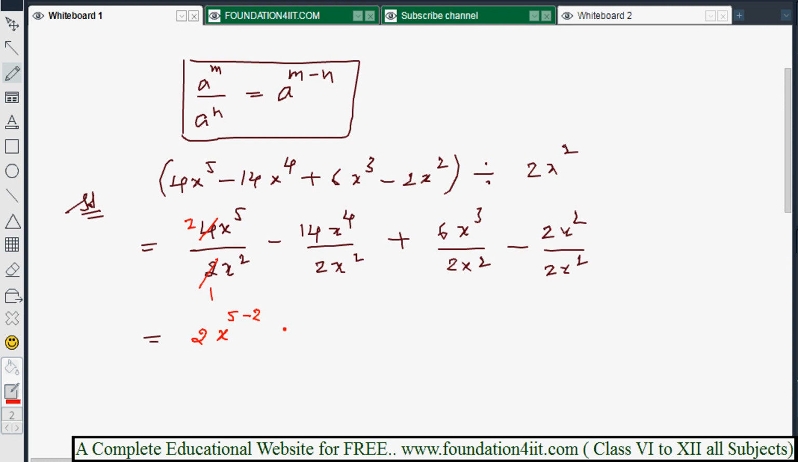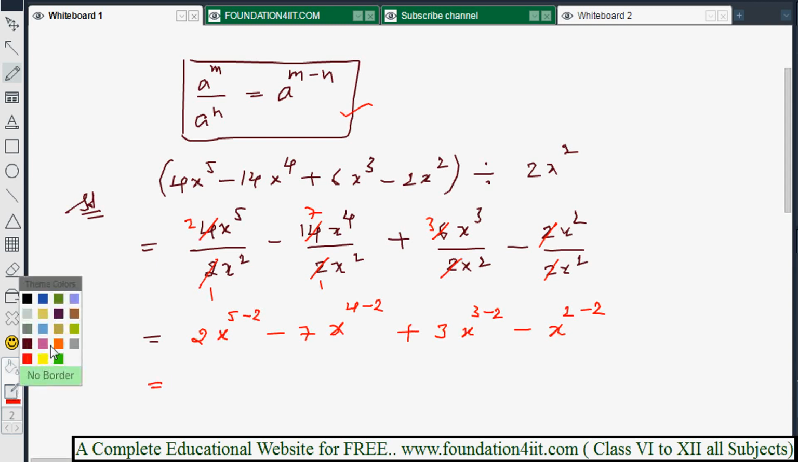So the formula I am applying is a power m divided by a power n is equal to a power m minus n, the same formula. Now, cancelling here, 2 sevens are 7, and x to the power 4 minus 2. Then here, 2 threes are 3, I can cancel 3, and x to the power 3 minus 2. The powers are subtracted. Minus 2 cancels, the powers are the same here, so x to the power 2 minus 2. Now try to simplify this final step.